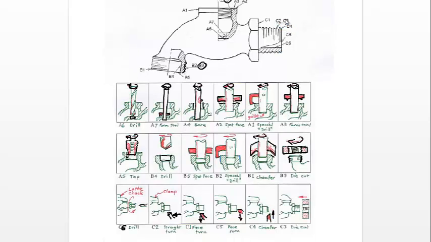So lastly we have C3, and this is to create the threads on the rear end. And to create these external threads we will be using a die cut, and it moves from right to left. And that's it for practice problem 8.3.